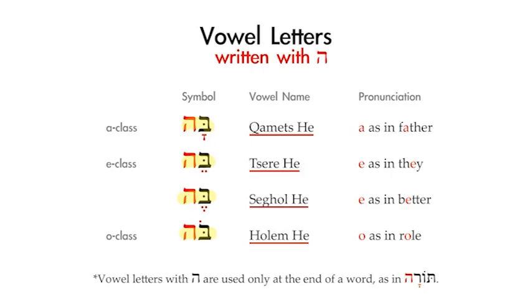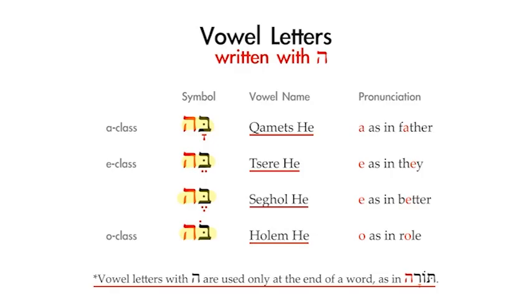When it comes to vowel letters written with hey, it's important to understand that vowel letters written with hey are only used at the end of a word, as in the example Torah. There you see the qamets hey at the end of the word. You'll never see a vowel letter written with hey at the beginning or in the middle of a word.